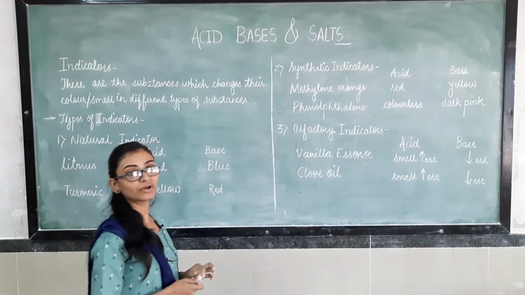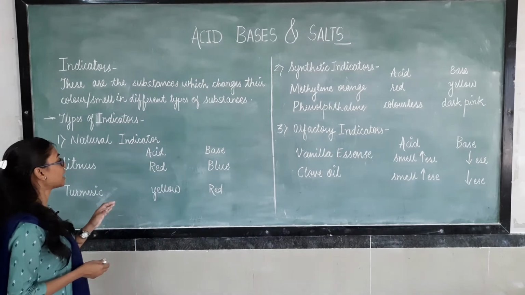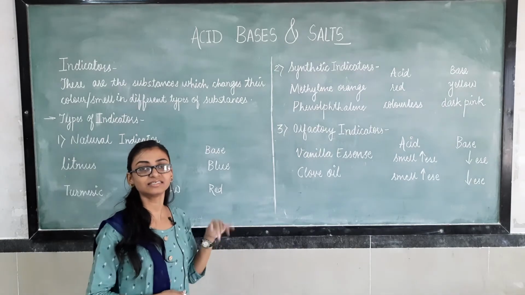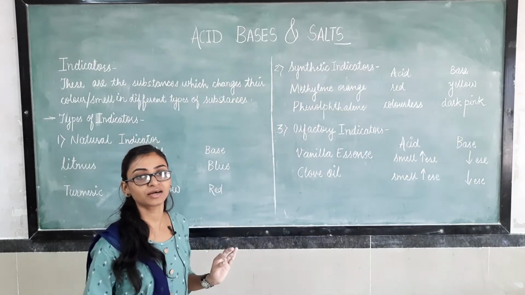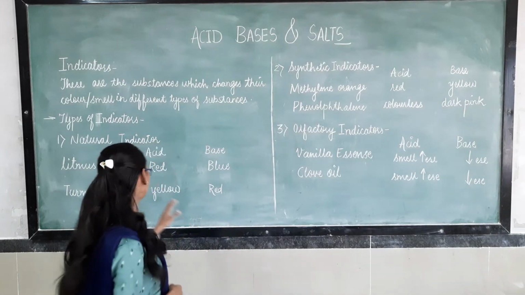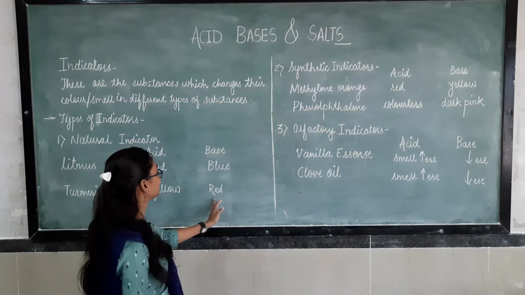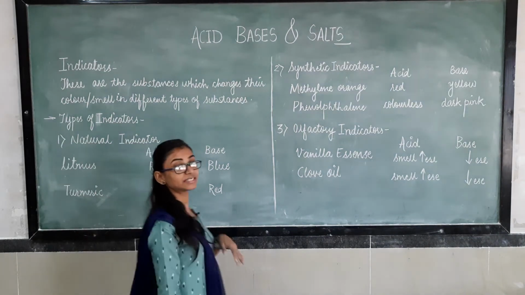It is yellow in color. So when it reacts with acid, it does not show any color. It just simply shows its original color, that is yellow. And when this turmeric reacts with base, then it turns red in color.